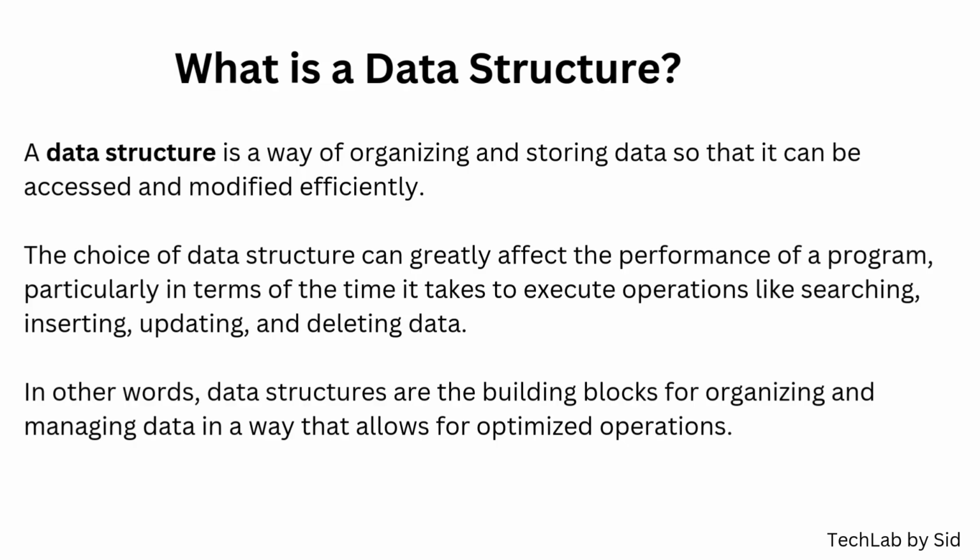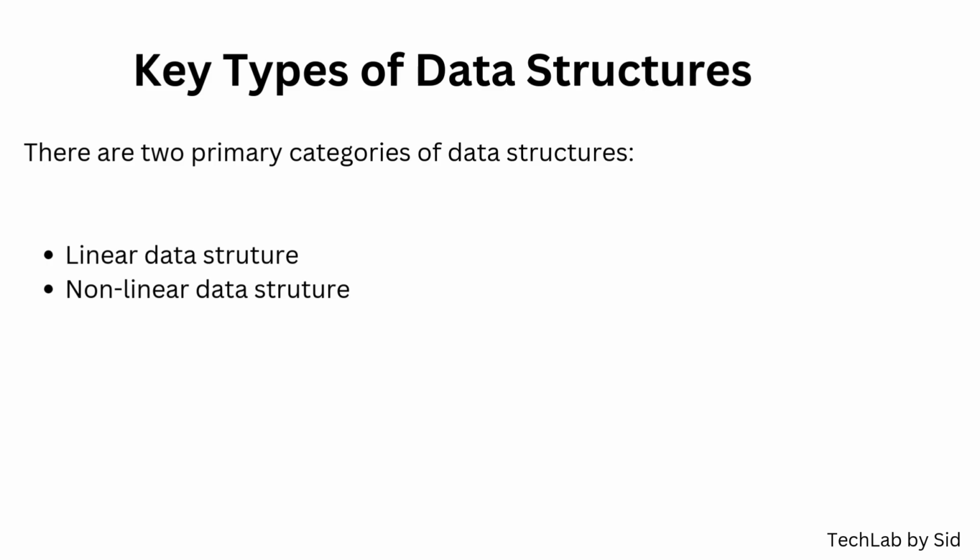What is a data structure? A data structure is a way of organizing and storing data so that it can be accessed and modified efficiently. The choice of data structure can greatly affect the performance of a program, particularly in terms of the time it takes to execute operations like searching, inserting, updating, and deleting data. In other words, data structures are the building blocks for organizing and managing data in a way that allows for optimized operations.